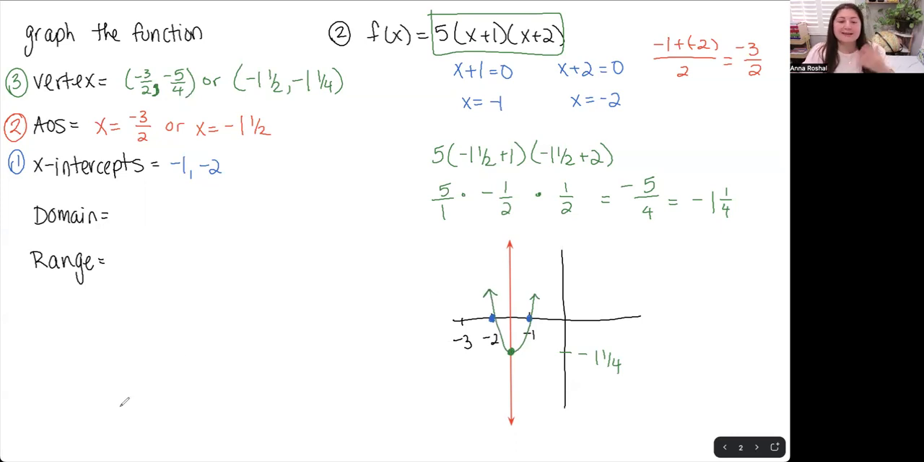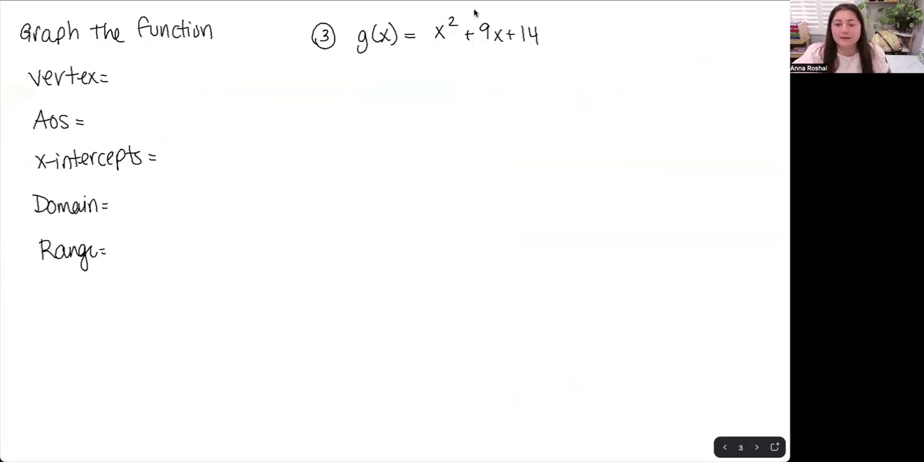Now, again, we're looking at a very similar kind of domain and range. My domain is going to be all real numbers. My range is going to be y is everything that's above or equal to this -1.25. Okay, let's take a look at the next one.